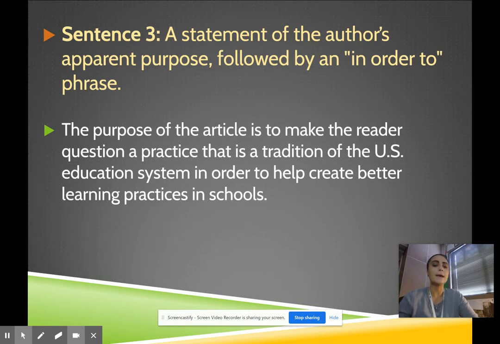So his why is he wants his readers to question a tradition of the U.S. education system. Why? Well, to think about it in a more broad sense, why does he want us to question that? Well, he wants the reader to question it so that he can start to bring about change in learning practices in schools. So when you think about that "in order to" phrase, think about on a larger scale, what maybe societal change the author wants to happen as a result of this article, this publication.